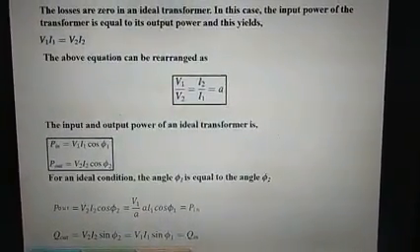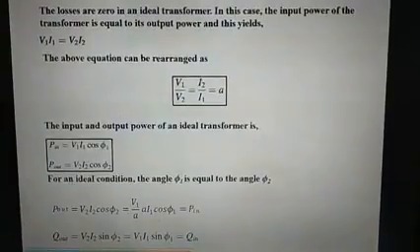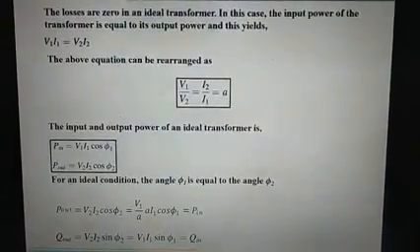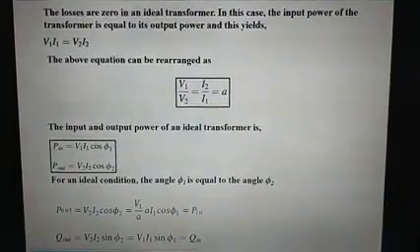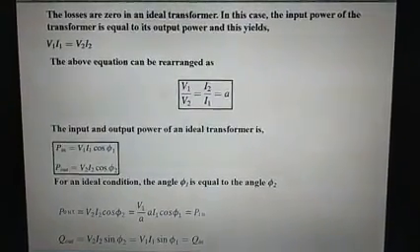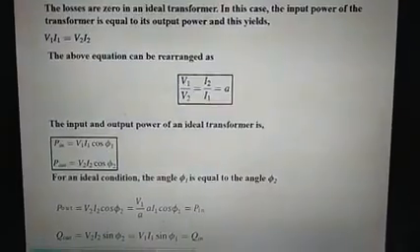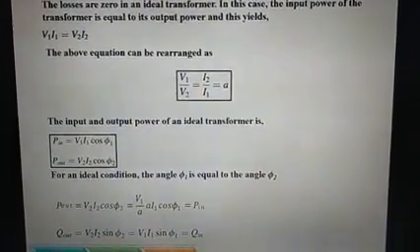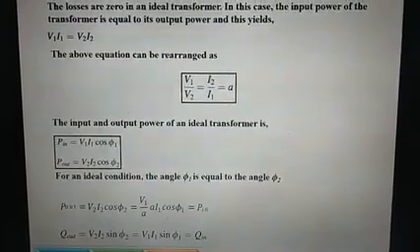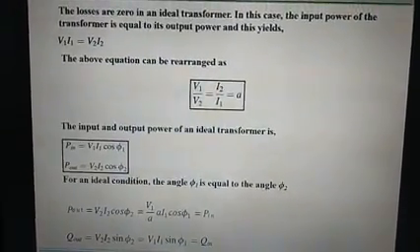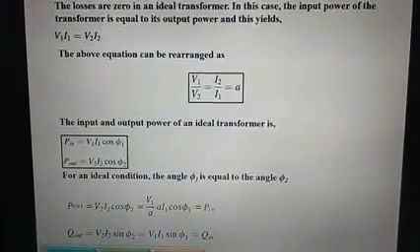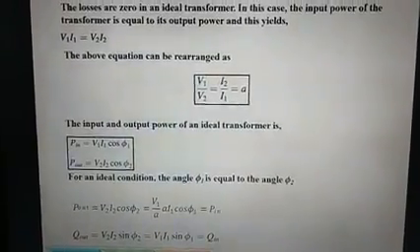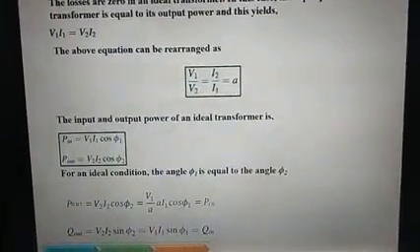Since the losses are zero in an ideal transformer, in this case the input power of the transformer is equal to its output power of the transformer. V1 I1 is equal to V2 I2. So the turns ratio can be written in terms of current, and now it is I2 by I1. So V1 by V2 is equal to I2 by I1 is equal to A.